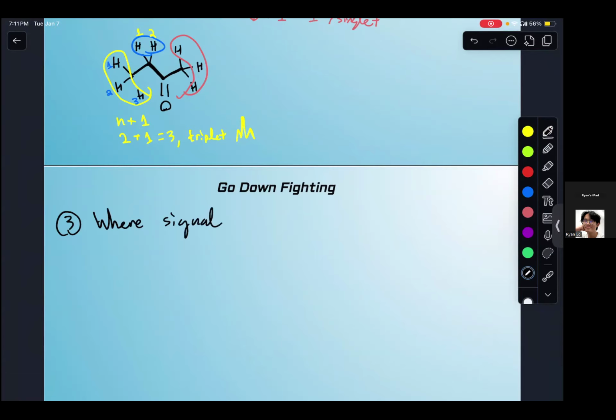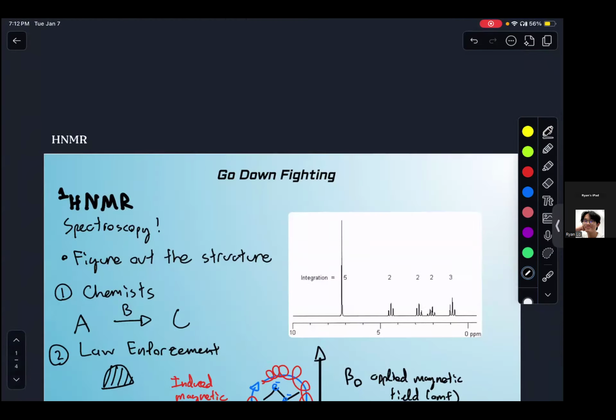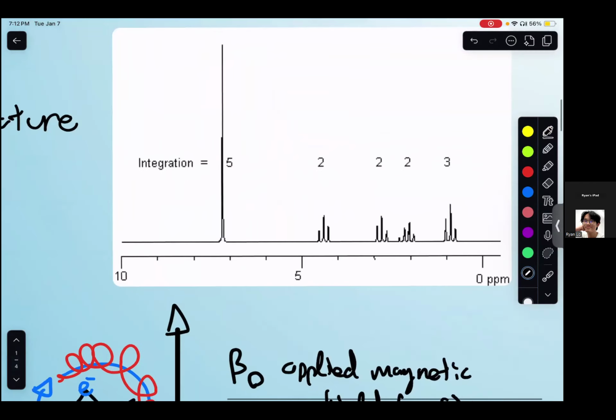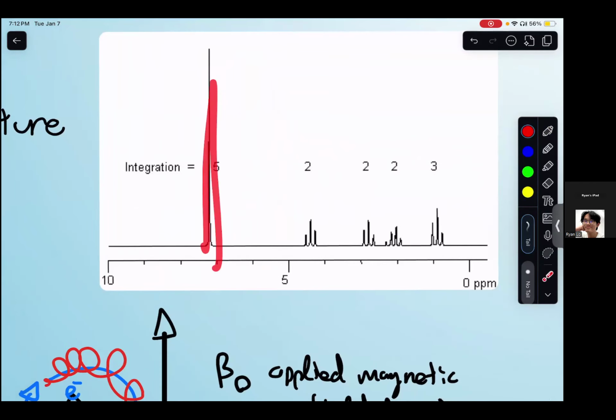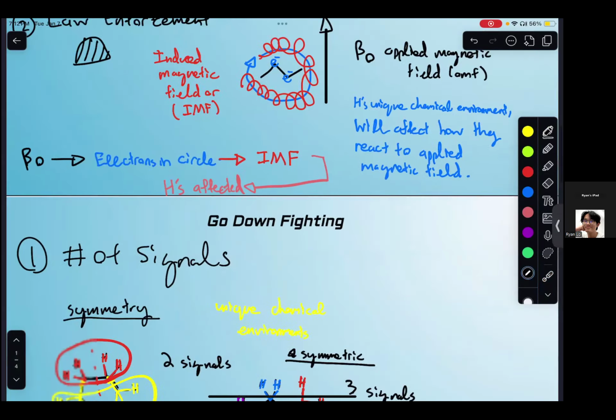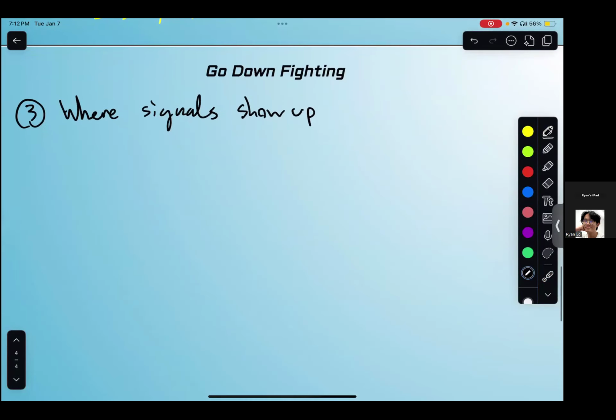I don't know if you guys noticed, but back up here, right, we were looking at this. Certain signals will show up a little bit further down or further up. Why is that? What determines where they're going to end up at? I'm glad you asked that.